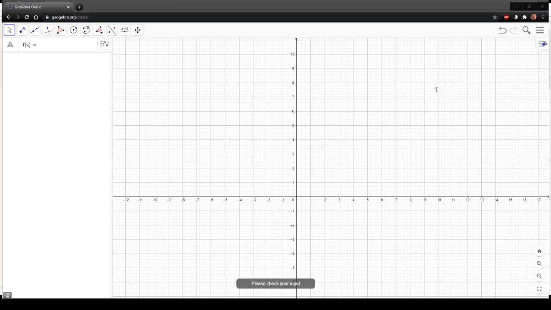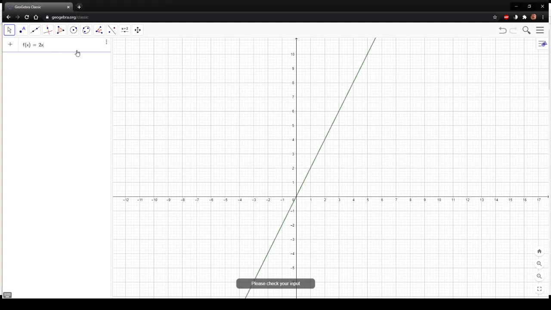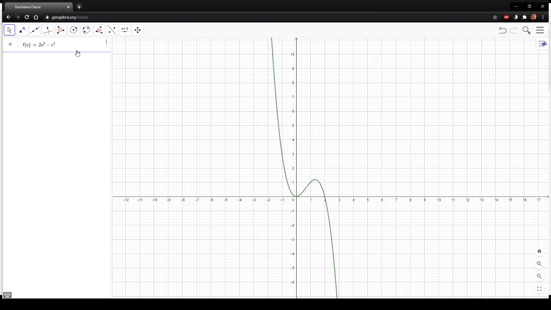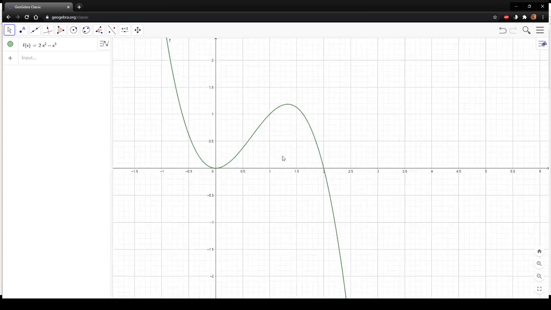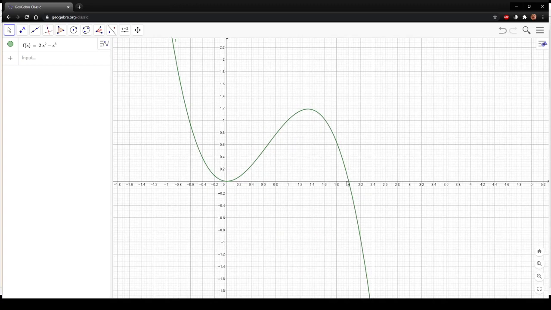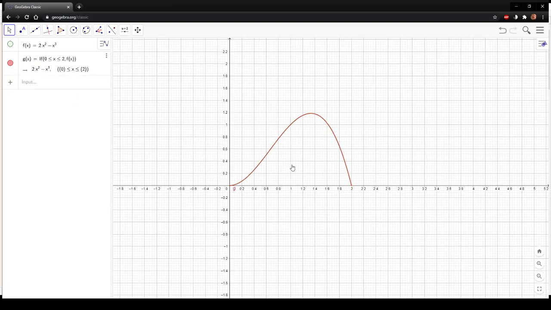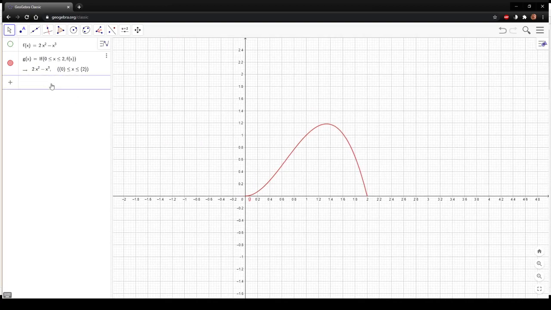So the curve is 2x squared minus x cubed, like so. And we are looking at the region that is bounded by this curve and the x-axis. So that means we are interested in this region. So let me isolate the region of interest. Looks like it's only going from 0 to 2. And then we are going to rotate this about the y-axis.